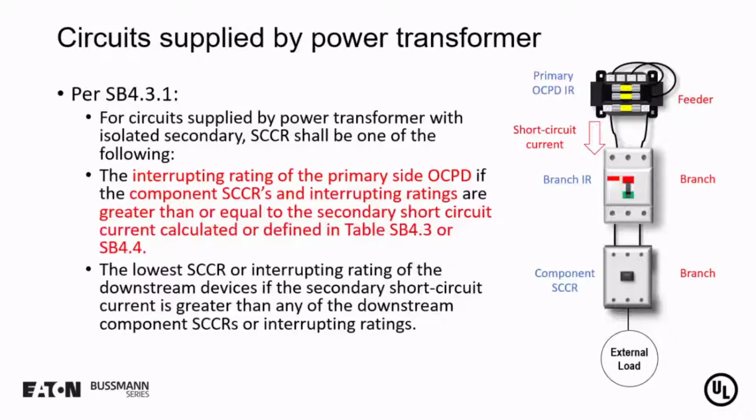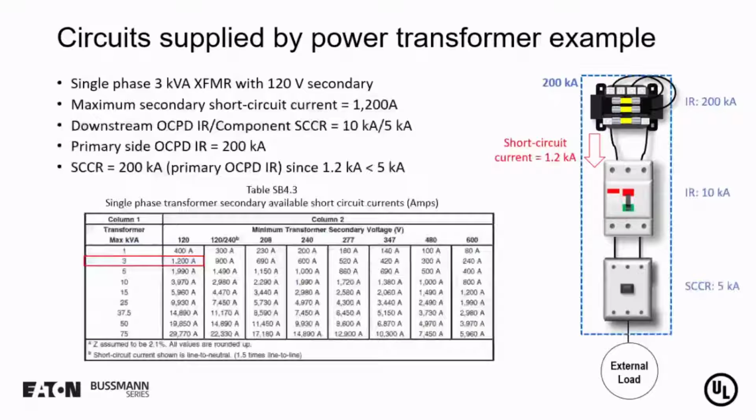So we can see that once we determine what the rating of the branch is, if the overall branch is rated equal to or greater than the available short circuit current from the transformer secondary, now that entire circuit, that transformer, everything downstream, has a short circuit current rating which is equivalent to the interrupting rating on the primary of the transformer. So if the primary of the transformer, for example, has class CC fuses that have 100 kA interrupting rating, now that entire circuit shown on the right side of the slide takes on a short circuit current rating of 100 kA.